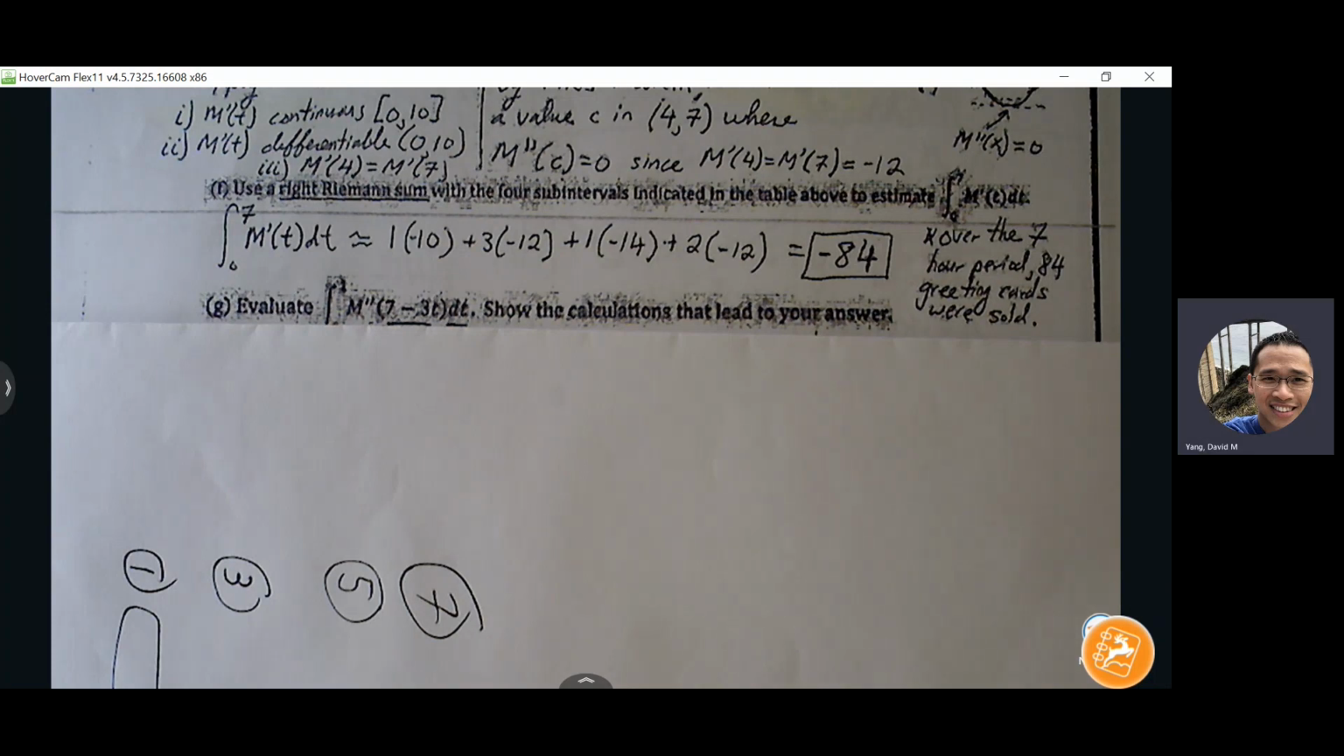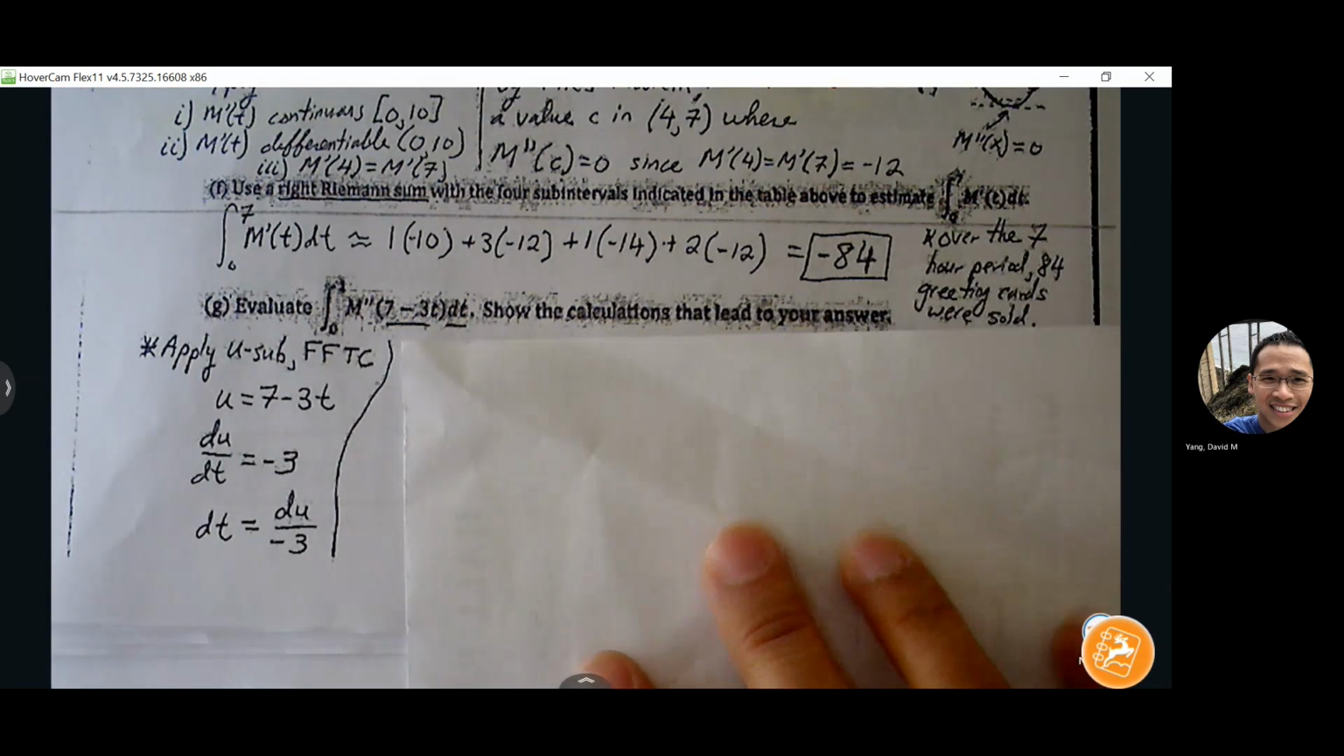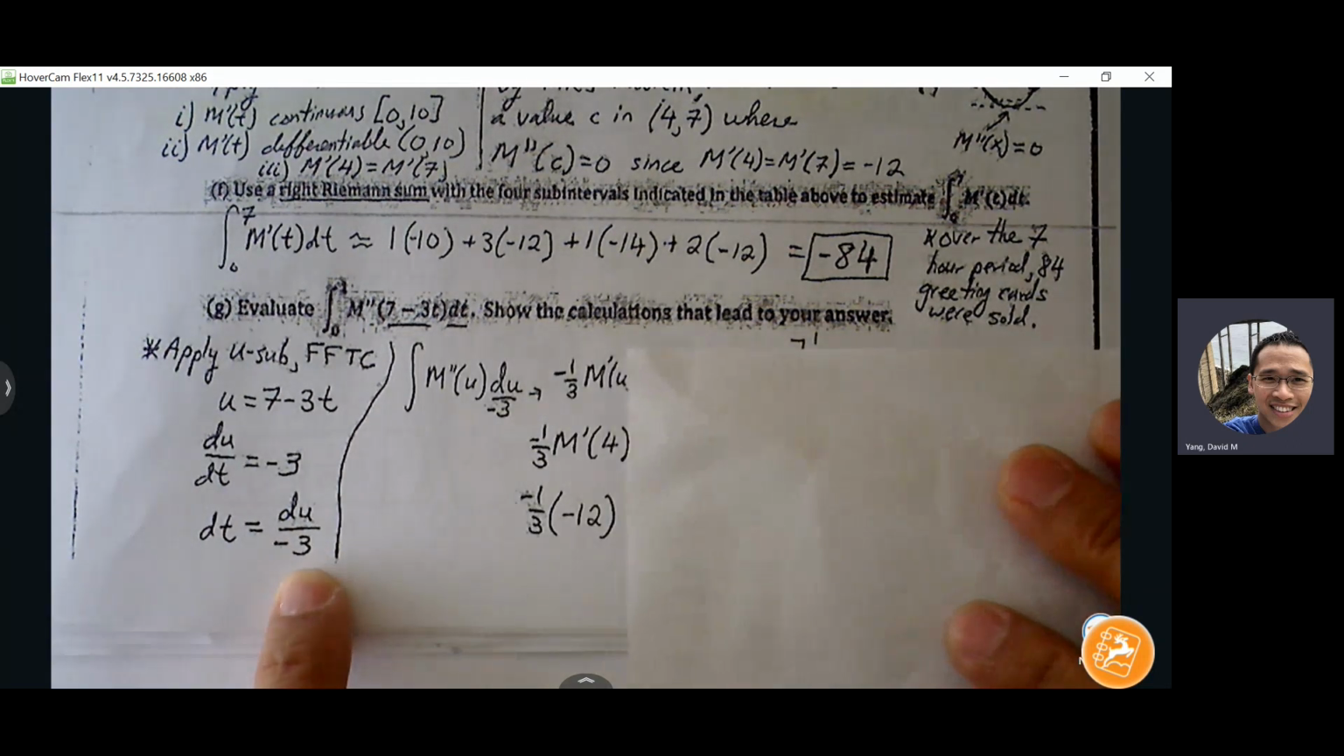Okay, what's our U value? 7 minus 3t. I think on the previous quiz, some students were trying to do chain rule. Now, chain rule is for derivatives, right? The antiderivative version of chain rule is U substitution. All right, we got to go through U substitution here. So we want to replace the parentheses in terms of U. We want to replace dt in terms of du. A negative 3 in the denominator is going to pop up.